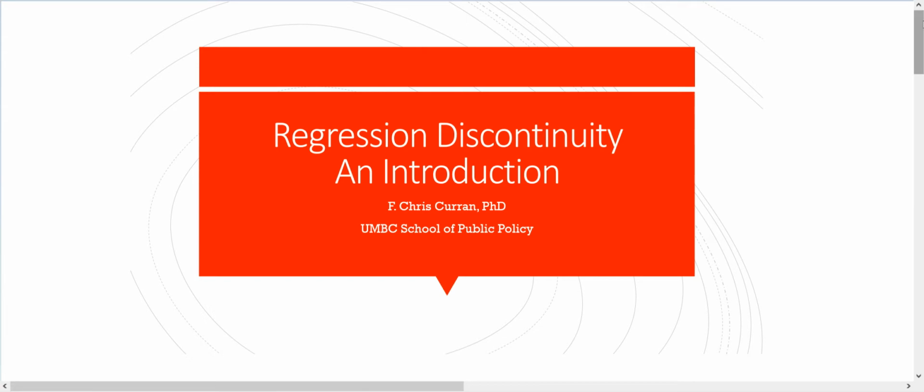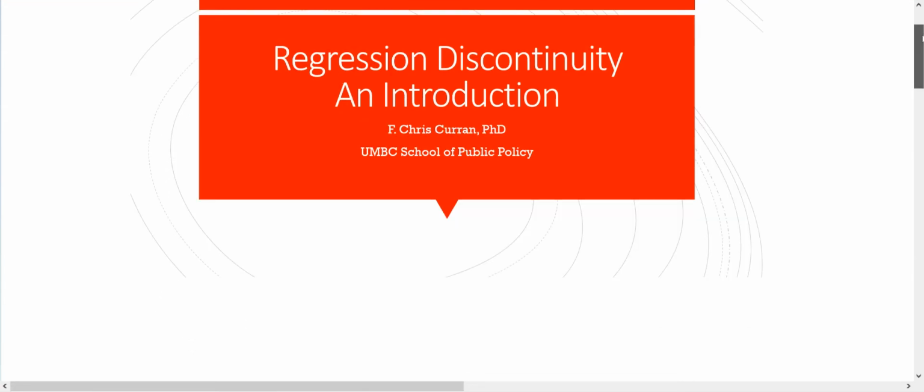To begin, let's talk a little bit about why we would need to use an RD, or regression discontinuity design. In our previous discussions of selection bias, we've talked about the problems with estimating clean causal effects. And this primary problem is that of selection bias. The two groups, the treatment group and the comparison group, often differ on a lot of characteristics other than treatment.